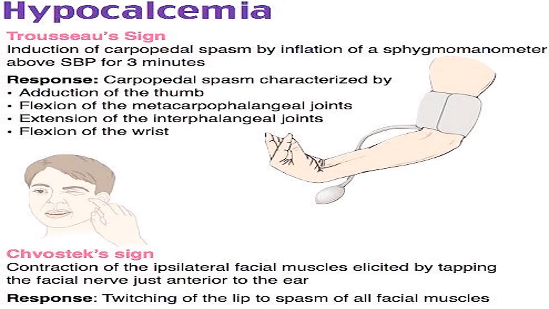Chvostek sign is really kind of cool. About 2 centimeters in front of the earlobe and below the zygomatic arch. If you tap there, you'll see that side of the face tense up. They almost look like they're winking at you. And that one is an easy check. That one's easy to do.